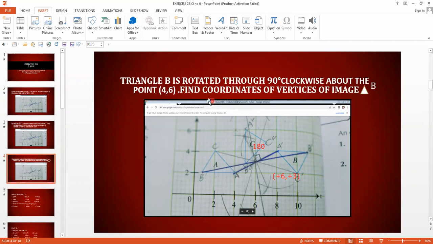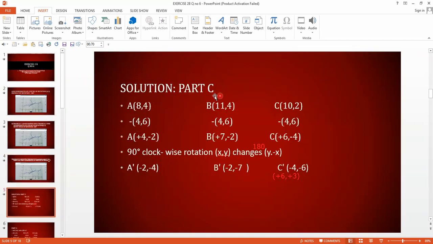Okay, this is a little bit changed. Here they are saying triangle B is rotated through 90 degree clockwise about the point 4 and 6. A point is given that is 4 and 6. And this triangle B is rotated 90 degree clockwise. And next you have to find coordinates of vertices of this image triangle B. Okay, for this we have to come to the solution.